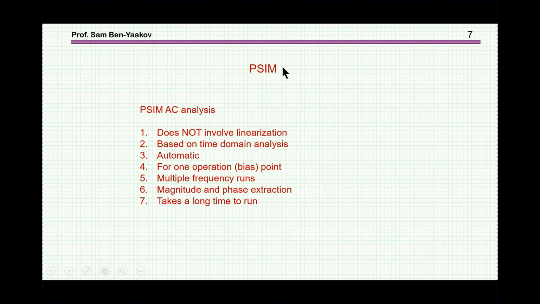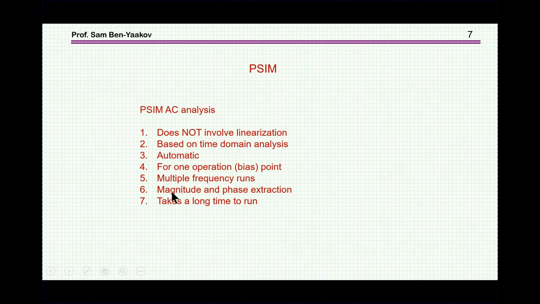So PSIM simulator has a built-in capability to do exactly this type of simulation. So the AC analysis of PSIM, it does not involve linearization. It is based on the time domain analysis, as I've shown. It is automatic in the sense that you don't have to set the frequencies of excitation one by yourself. It is, of course, for one operating point, one bias point, that is for one carrier that is around a specific frequency that you are running the converter. And it will do the multiple frequency runs by itself.